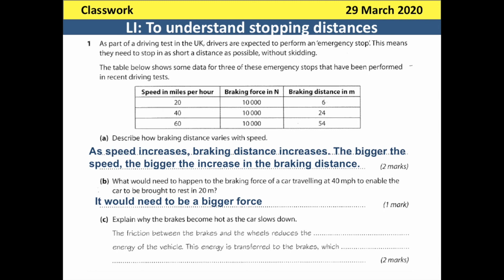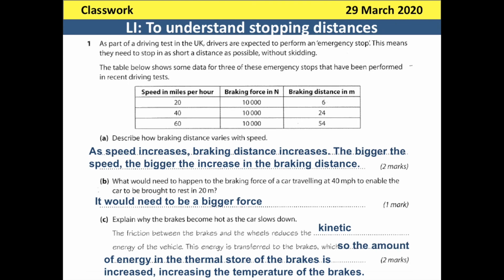Part C. Explain why the brakes become hot as the car slows down. So they've actually started the answer for us, which is nice. They've said the friction between the brakes and the wheels reduces the something energy of the vehicle. Well, the friction is obviously going to be reducing the kinetic energy of the vehicle, which is nice and straightforward. It then says this energy is transferred to the brakes, so the amount of energy in the thermal store of the brakes is increased, increasing the temperature of the brakes. I've probably not phrased that particularly well, but basically you'll get your marks there for saying that the temperature will go up because the amount of energy in the thermal store of the brakes will increase.